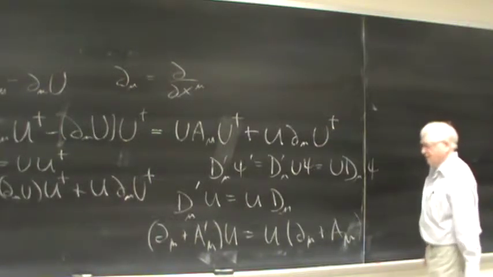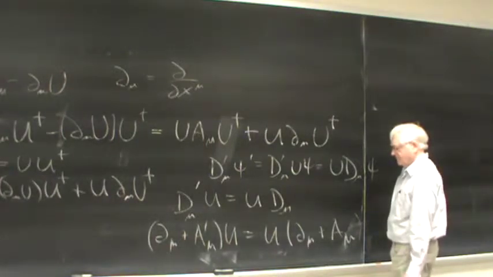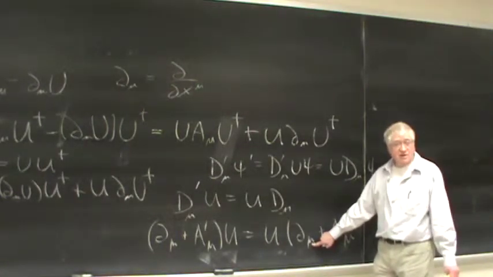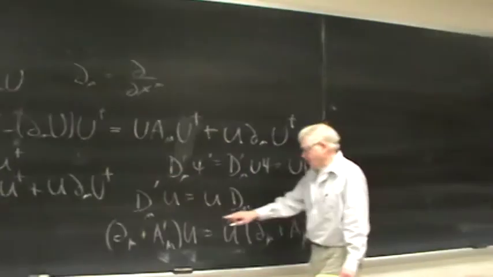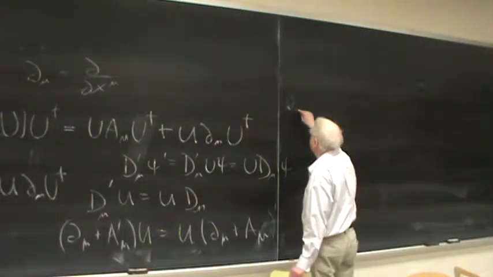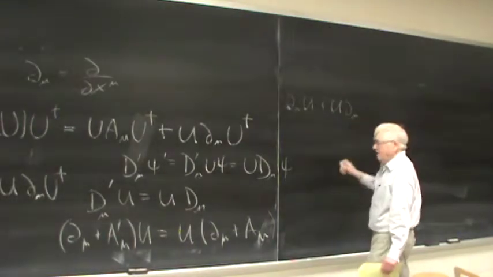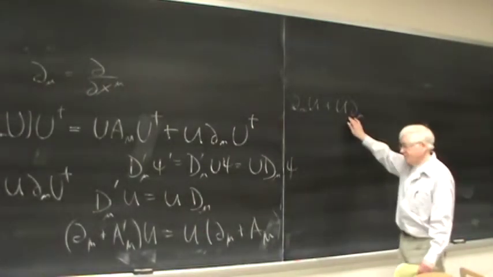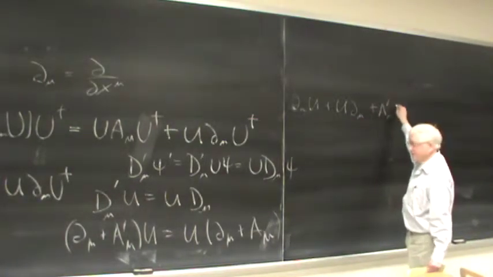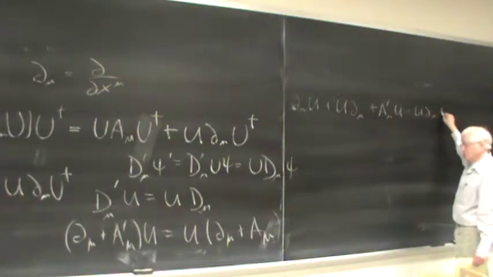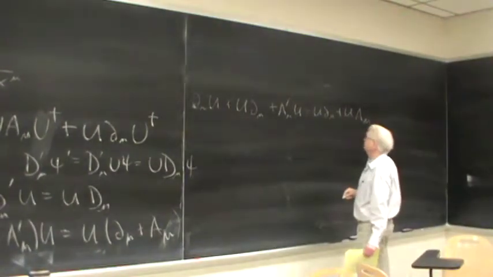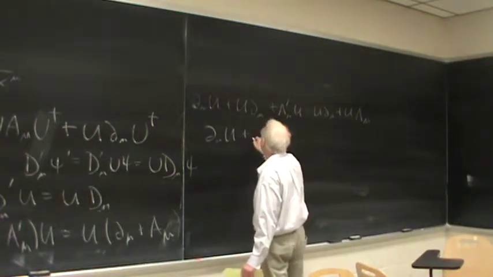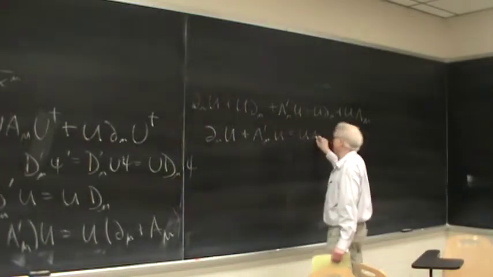Let me rewrite this another way, which will make you feel a little better. You've got this derivative here that's not acting on anything, so you may wonder how this can be the same as that. Well, I'm going to rewrite the left-hand side as D mu U plus U D mu. In other words, I'm looking at the left-hand side and the right-hand side as differential operators, plus A prime U equals U D mu plus U A mu. So these two terms cancel again, and we get back the usual expression, D mu U plus A prime mu U is U A mu. So that's the basic relation.